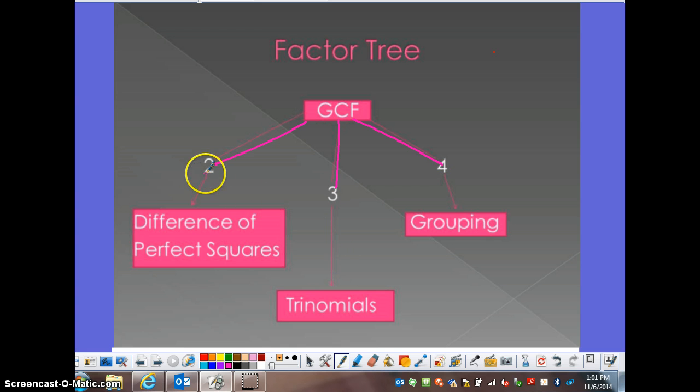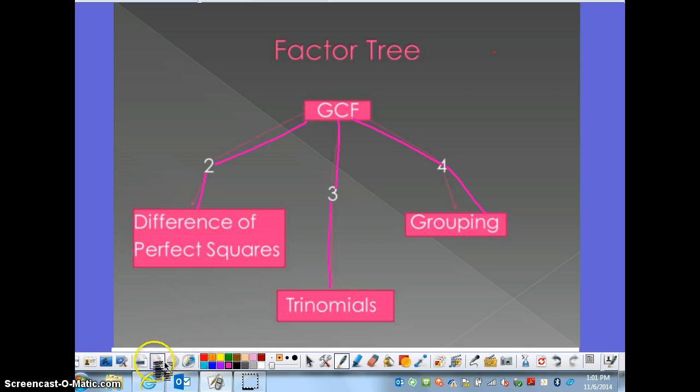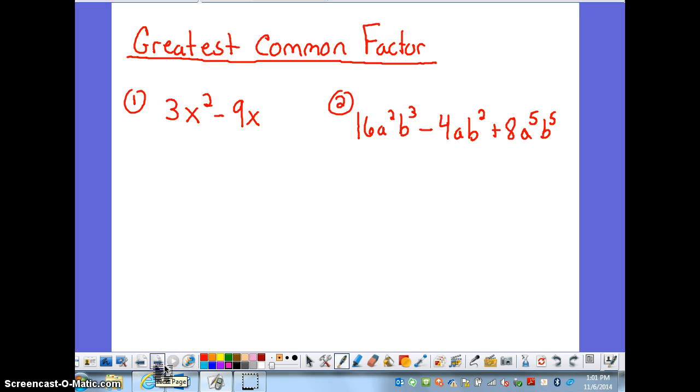If there's 2 terms, you're going to do a difference of perfect squares. If there's 3 terms, you're going to do the trinomials. If there's 4 terms, you're going to do grouping. All right, so we'll come back to that. That's really for when you're doing complete factorization. All right, I'm going to do a couple examples of each one here.